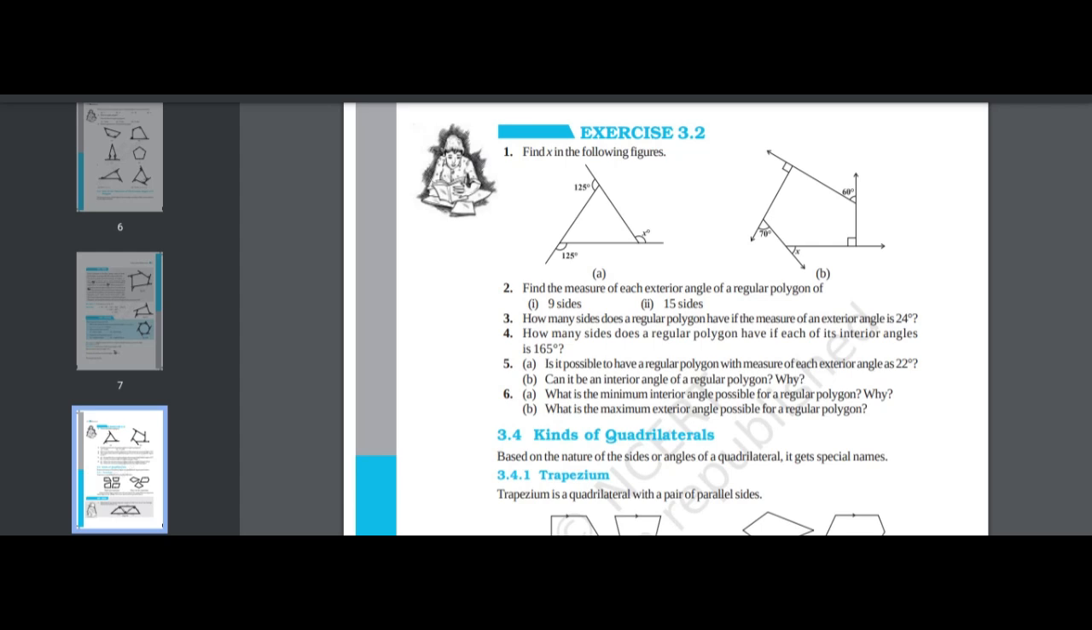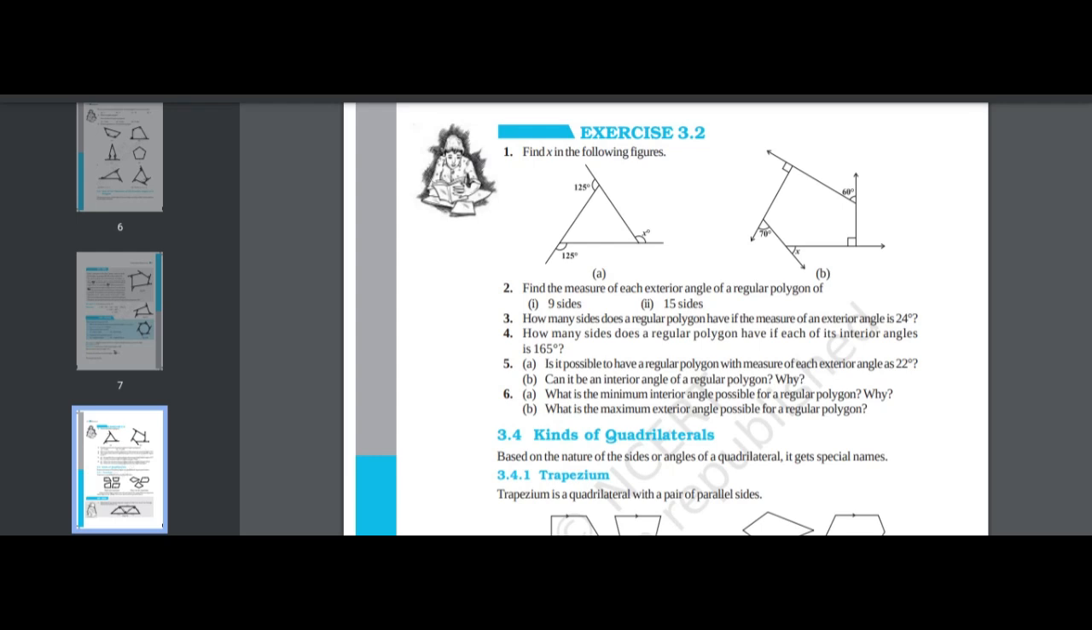3. How many sides does a regular polygon have if the measure of an exterior angle is 24? Okay, now we have to find how many sides a regular polygon has if the measure of the exterior angle is... I think we have done this, question number 4. I'm supposed to do question number 3. Okay, we did question number 3. Now we have to do question number 4. Okay, for example, we didn't do question number 3 yet.